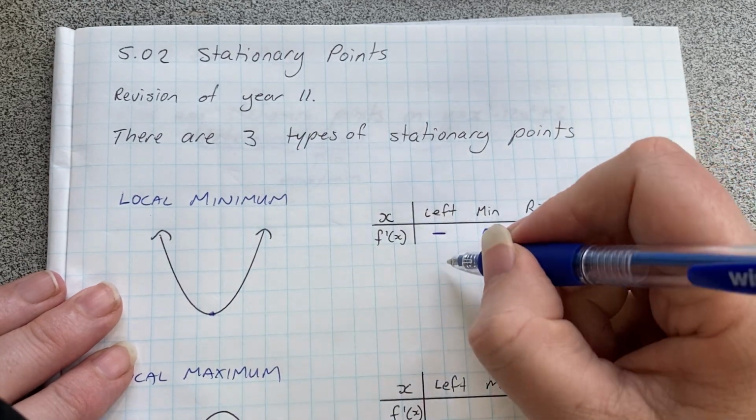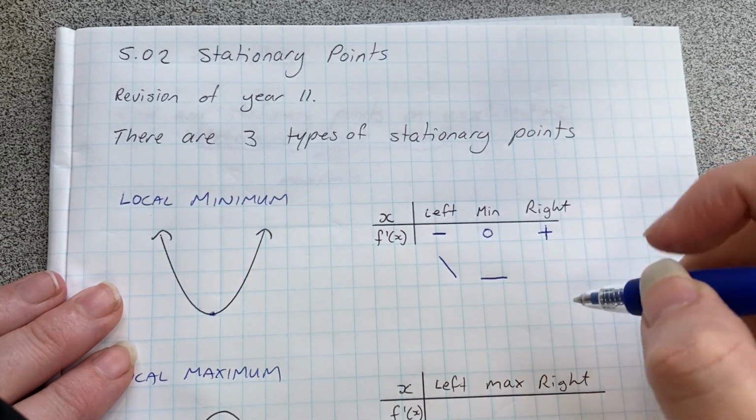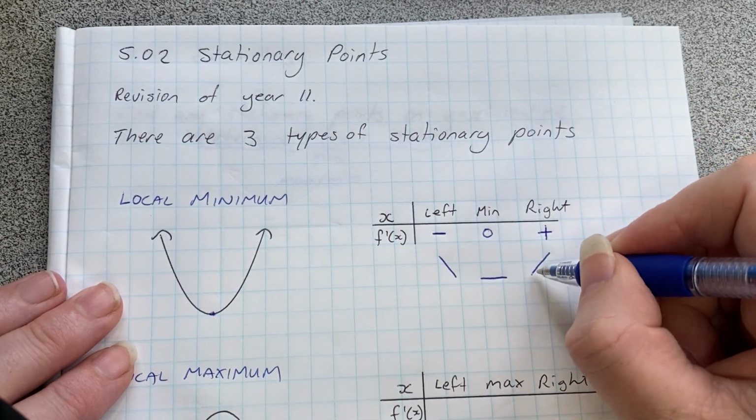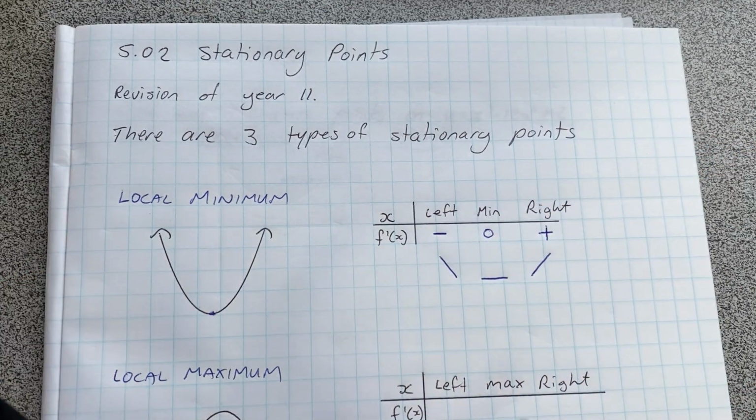Now if I drew those gradients, to the left it's negative, for the minimum it's horizontal, it's 0, and to the right it's positive. And that gives us a nice picture of a minimum.